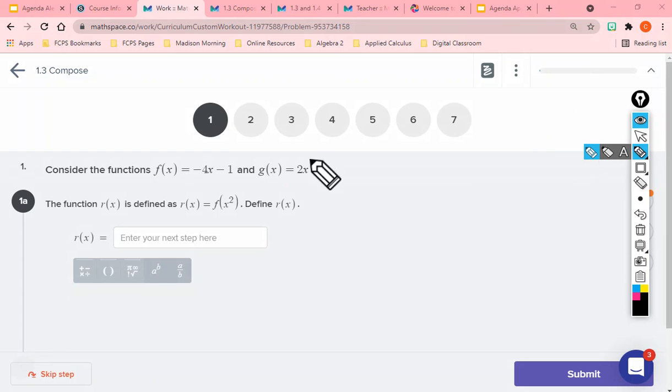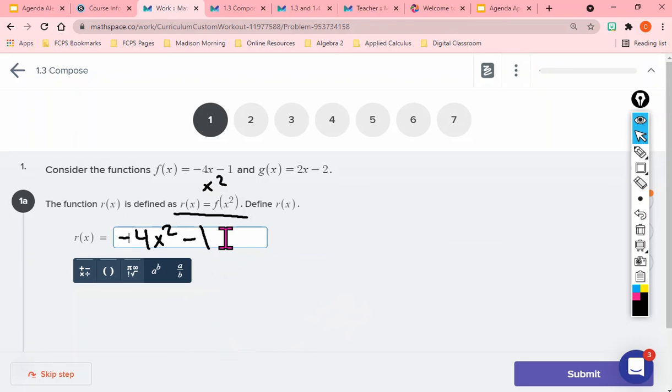Okay, here we go. This one just says find f of x squared. So that's x squared going in here. So that's minus 4x squared minus 1. Okay, I know this is question 1. And let's see, we can type that real quick. Minus 4x squared minus 1.